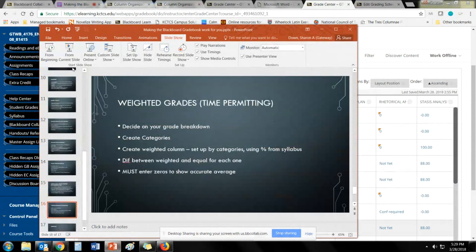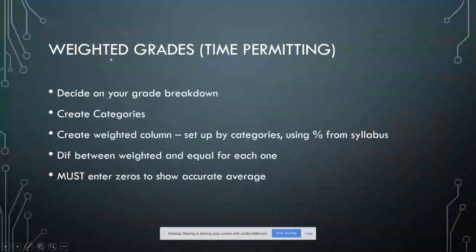I can talk a little bit about weighting grades. Basically, what I'd say is if you want to use weighted grades, decide on your grade breakdown first and create the categories, like I kind of showed you with the syllabus that I showed you earlier, and decide how much they're going to be. And then you create a weighted column, and you set it up by categories, and you use the percentages from the syllabus.